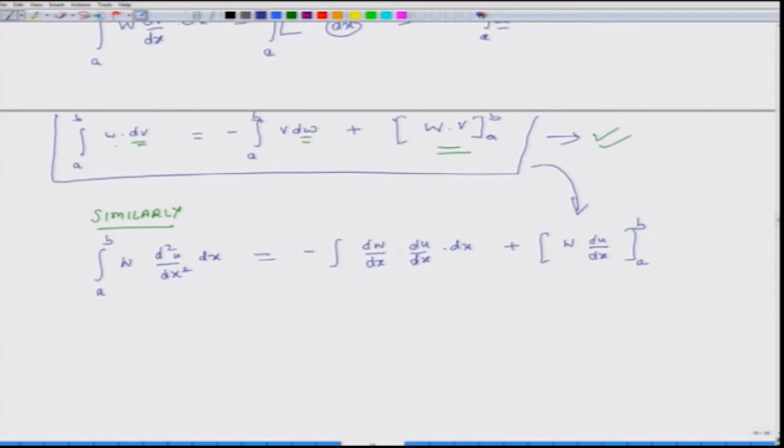Here what we have done is, here this is double derivative of u. So I can assume that V is equal to du over dx. I plug this thing here. So here I get V, it gets replaced by du over dx, W is same, and instead of V it is du over dx.